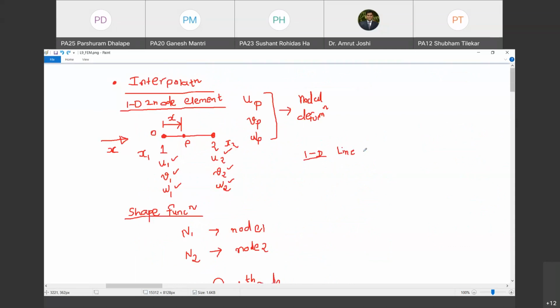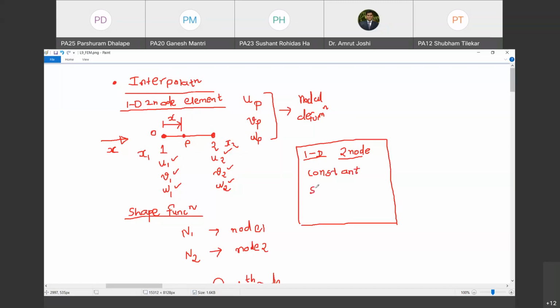Sorry, 1D two node element. I'm sorry, 1D two node element. इसके साथ साथ इस एलिमेंट के डिस्क्रिप्टर्स में, these are the descriptors of the element, इसमें मैं एक और चीज ऐड कर सकता हूं, क्या? कांस्टेंट स्ट्रेन एलिमेंट. डू यू एग्री विथ मी?